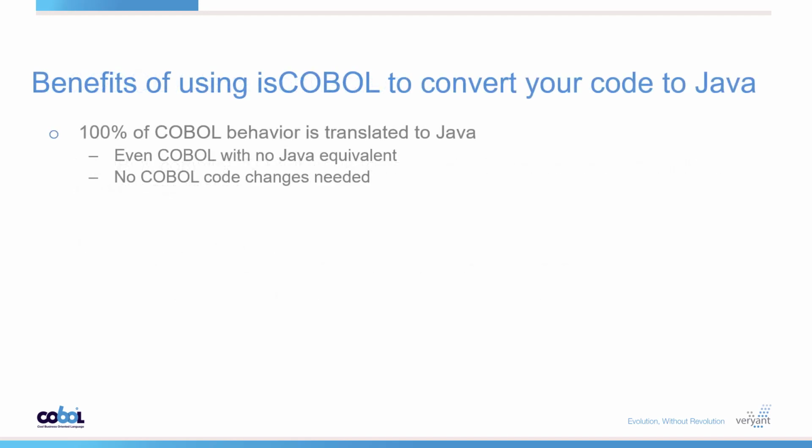Because COBOL isn't an object-oriented language, and Java is, there's some COBOL syntax that doesn't have a direct equivalent to Java. A good example of this is the go-to statement. Unlike many COBOL to Java converters, with isCOBOL, 100% of your code is rewritten to Java, not just the easy parts. You don't have to change any of your COBOL code first, and none of the logic will be changed or removed.